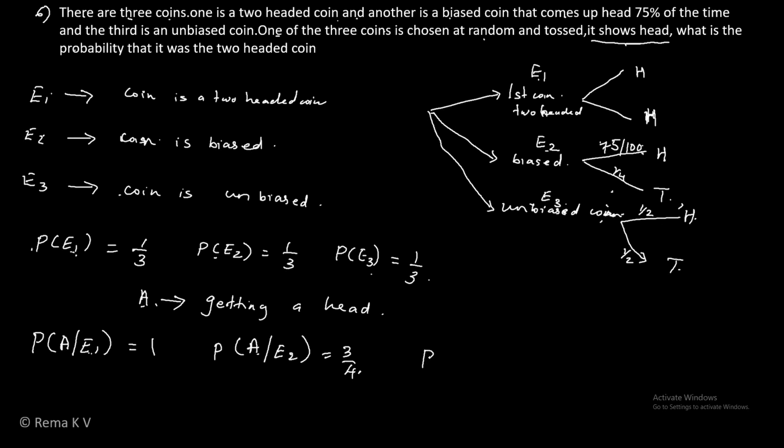Now what about the probability of A given E3, that is, getting a head when the third coin is chosen? Probability of getting a head when the third coin is chosen is equal to 1 by 2.